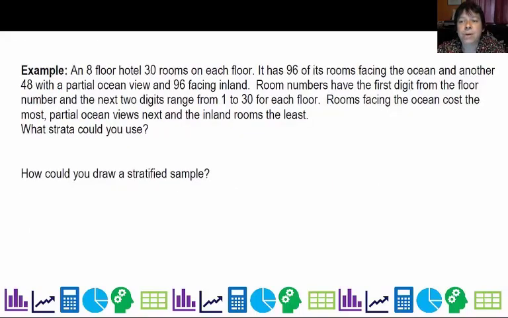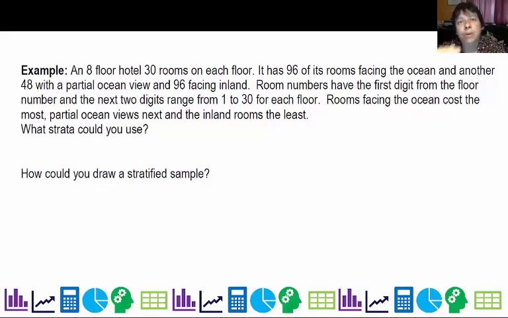In this example, we have a hotel with 8 floors and 30 rooms on each floor. It has 96 rooms facing the ocean and another 48 with a partial ocean view and 36 facing inland. Room numbers have the first digit from the floor number, and the next 2 digits range from 1 to 30 for each floor. Rooms facing the ocean cost the most, partial ocean views the next, and inland rooms the least. What strata could you use?